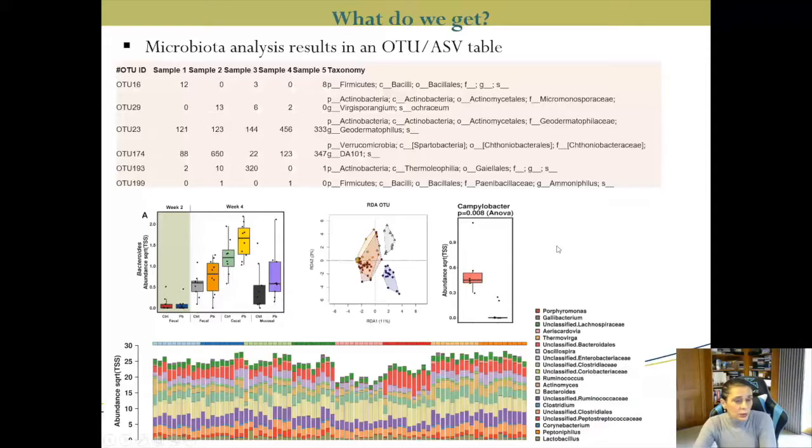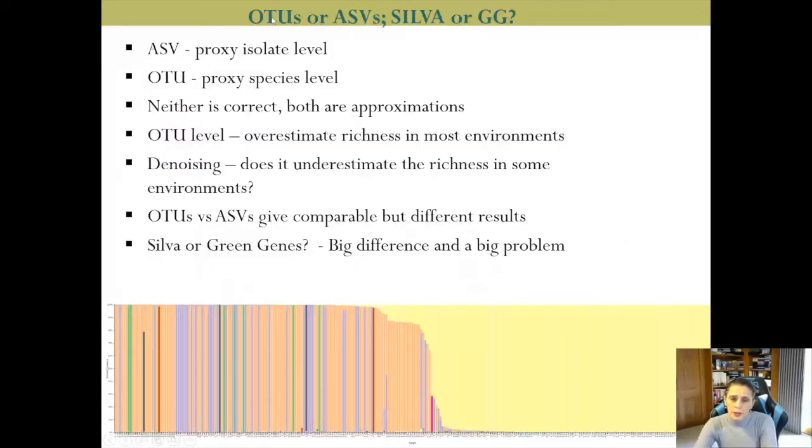So this is what we get when we look into microbiota analysis. We get an OTU table, we get these comparisons of microbial communities, and these ordination plots and bar chart plots that can tell us what we are comparing can be really useful. But we have to be very careful when we decide to call the taxonomy or to call a certain OTU at species level. So we are currently facing a big dilemma in the community. There's a big discussion: should we use OTUs or ASVs? ASVs are a proxy to isolate level. OTUs are a proxy to species level.